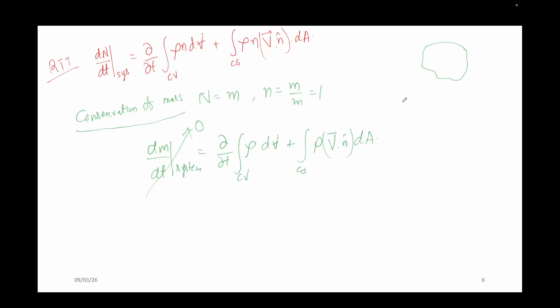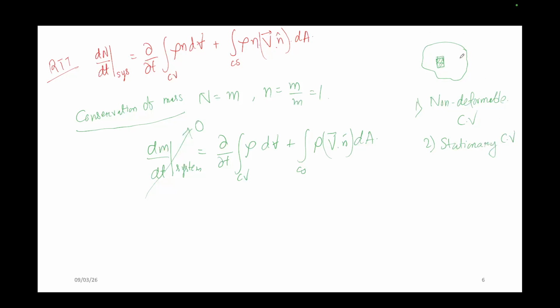Now I'm assuming two things for this system. One is a non-deformable control volume. That means the small part, the small square or any shape which we know as a control volume, doesn't deform with time. And next is stationary, that means its position is also fixed and can't change with time. That's why this is known as the Eulerian approach.